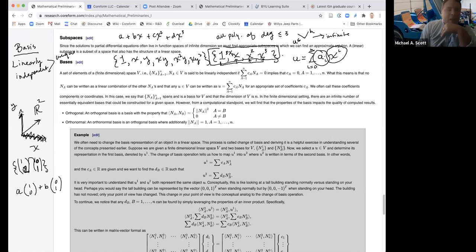Because can you represent this vector here as a linear combination of some constant times this vector? You can't, right? Because this vector always has an x component to it. So no matter what number you pick to multiply, you're never going to be able to generate 0, 1. You agree with me?